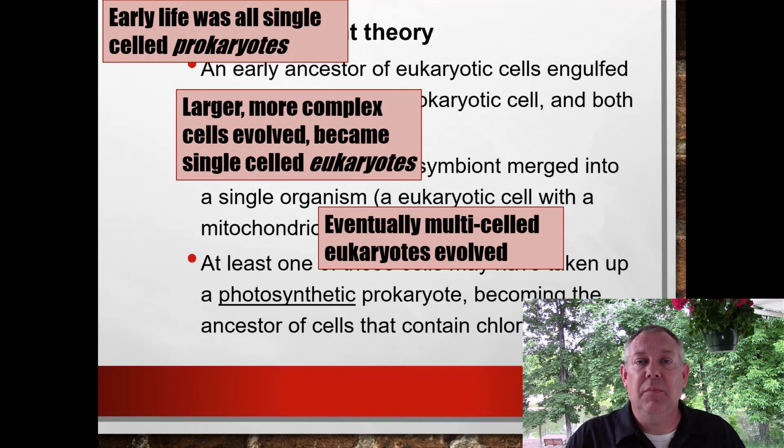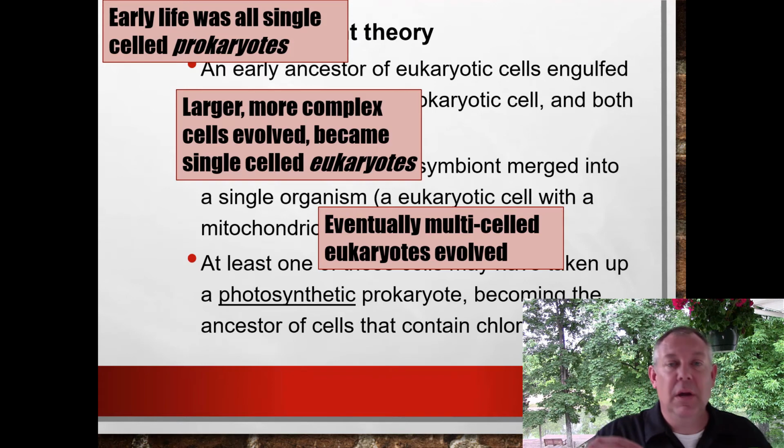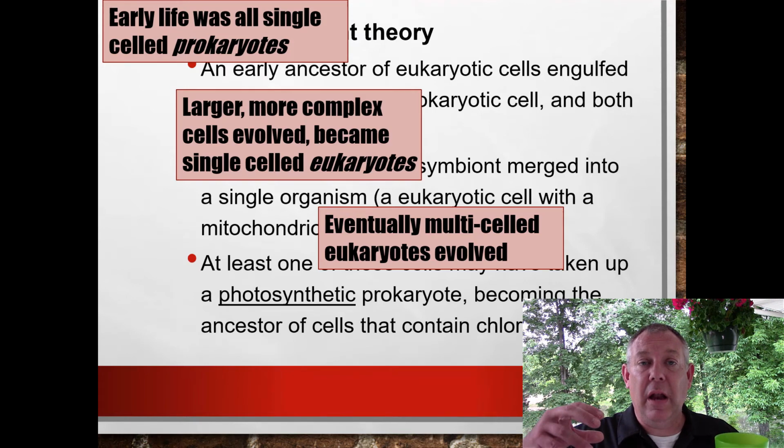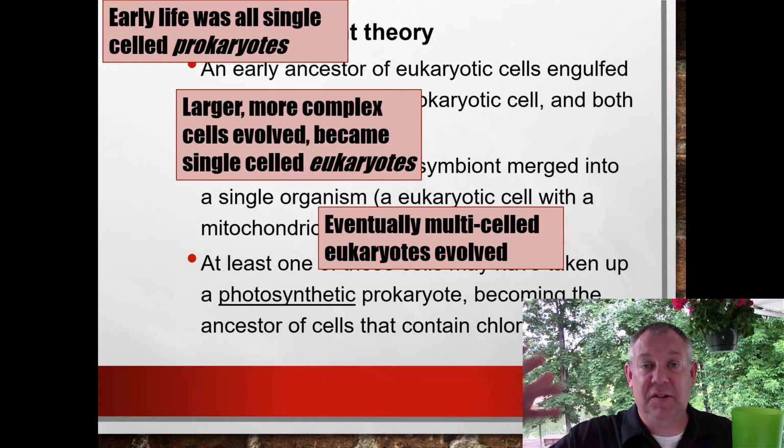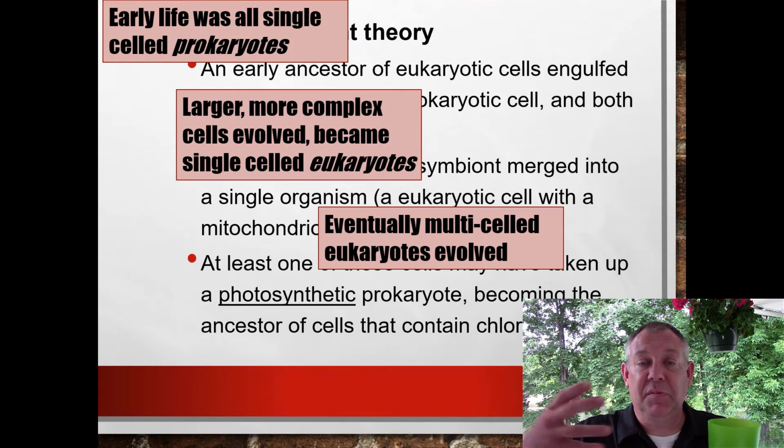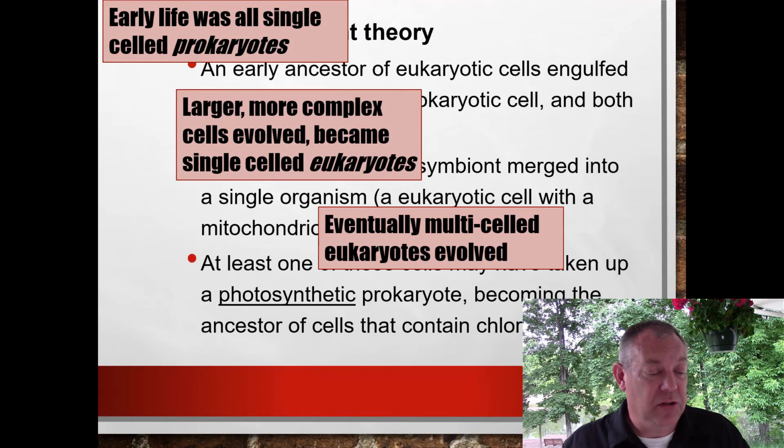Single-celled eukaryotes were around for a long time, and only very recently in evolutionary time did those single-celled eukaryotic organisms evolve into multi-celled eukaryotic organisms, which eventually led to us. So we multicellular eukaryotes have been around for a very long time in terms of years, but in terms of how old the Earth is, we haven't been around very long.